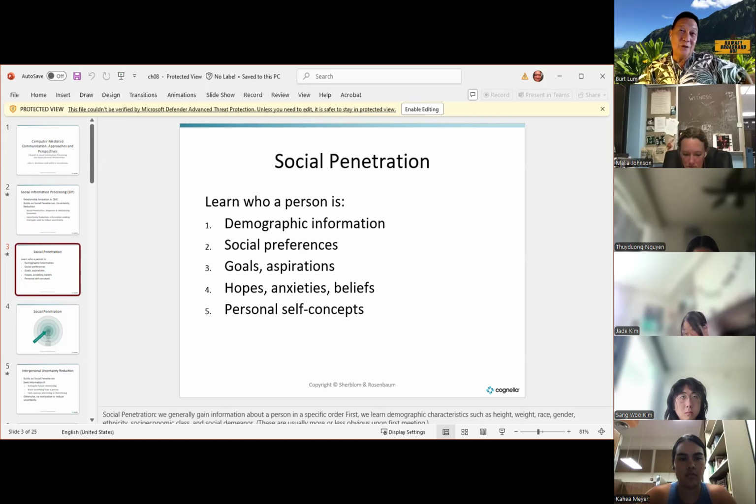You get into a little bit more, deeper understanding when you start to ask yourself the question of what are these folks' goals and what are their aspirations? Obviously, you're not going to get that from everybody, but as you start to drill down after interacting or talking to somebody, you might learn a little bit more about their goals and aspirations. They may then perhaps confide in you some of their hopes and anxieties and beliefs. And fifth is the personal self concepts.